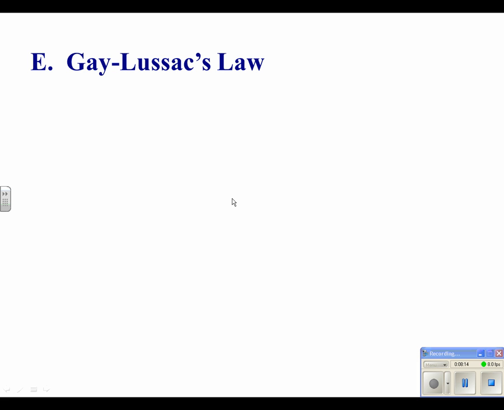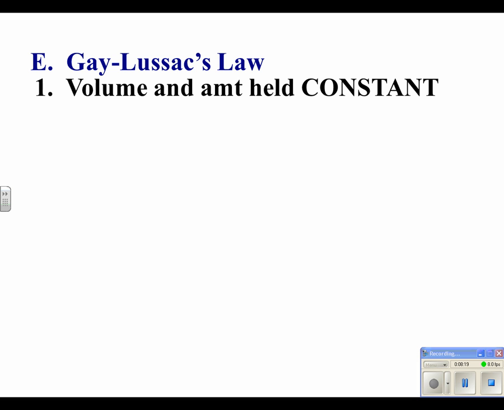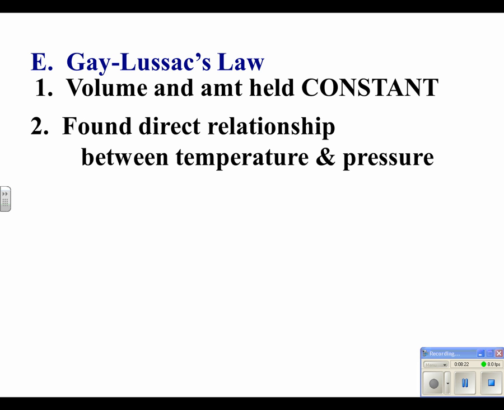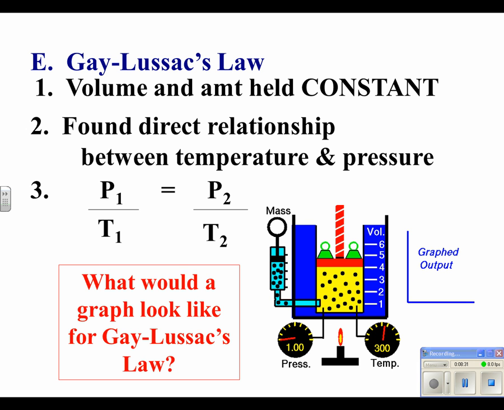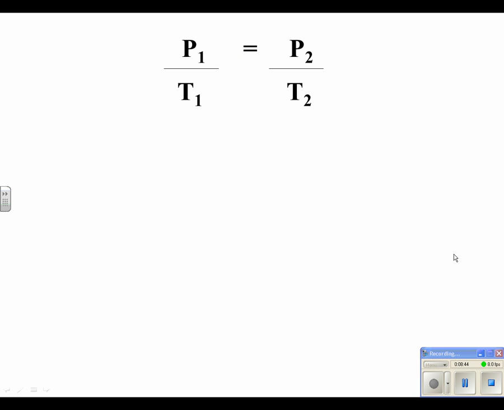Gay-Lussac's law deals with pressure and temperature, so volume and amount must be held constant. He found that there's a direct relationship between temperature and pressure. So again, P1 over T1 equals P2 over T2. If we made a graph, since it's a direct relationship, if we increase the temperature, the pressure should increase also, and it should increase just like that.